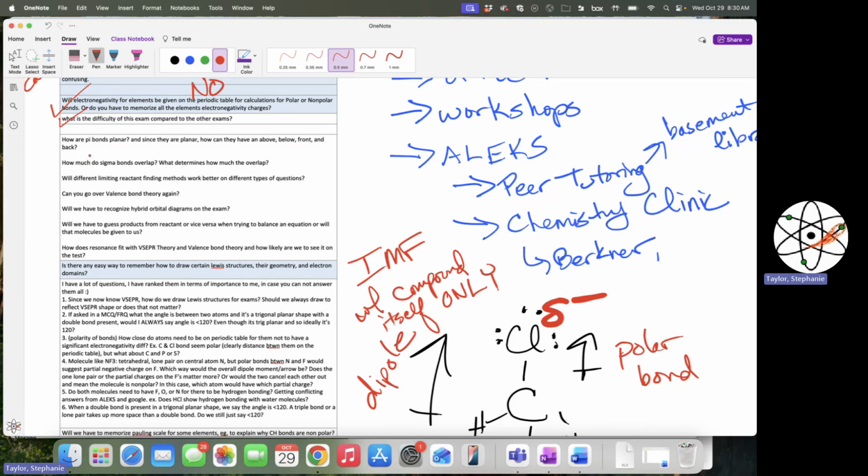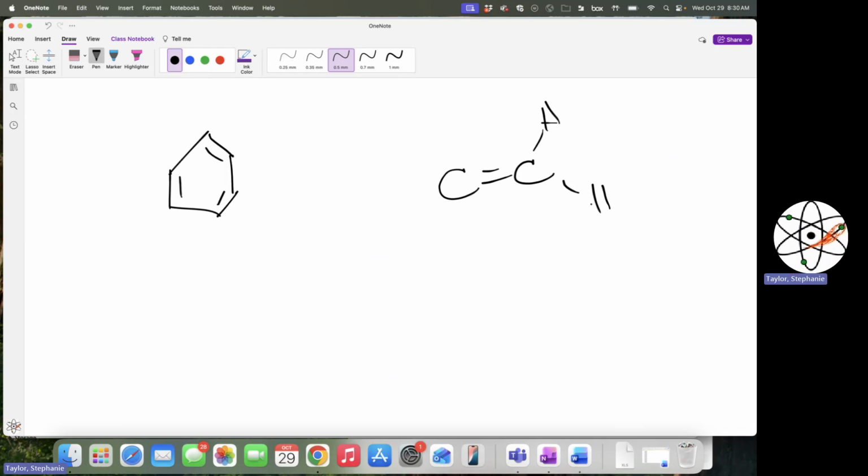How are pi bonds planar? And since they're planar, how can they have above, below, front, and back? Yes. So I like drawing things, even though I'm not that good at it. So here's the deal. This especially comes up when we think about things like this shape. We could also do it in the other shape that I drew, because this is planar as well.